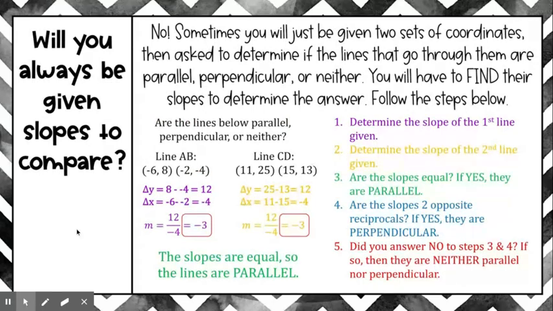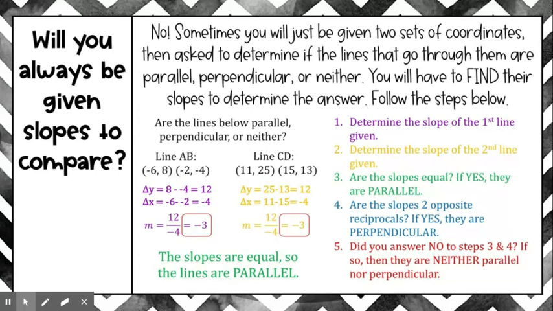So, will you always be given the slopes to compare? No. Sorry, guys. Sometimes you'll just be given two sets of coordinates, then asked to determine if the lines that go through them are parallel, perpendicular, or neither. So you're going to have to find the slopes to determine the answers. So again, I've given you step-by-step directions here. And we're going to have to figure out if these are parallel, perpendicular, or neither. But our first step is to know the slope for each line.